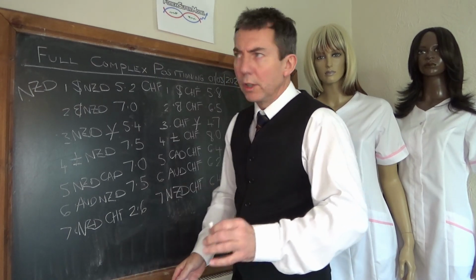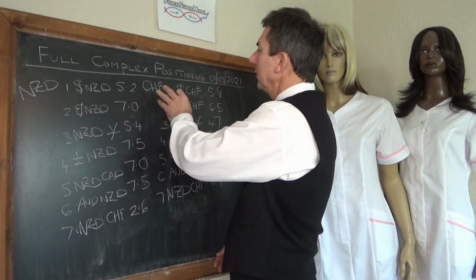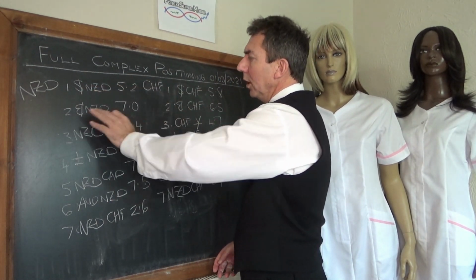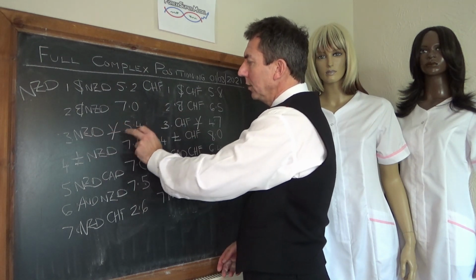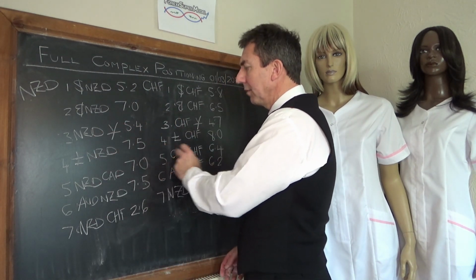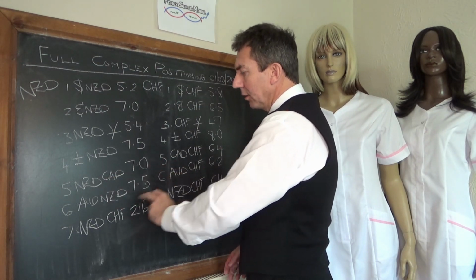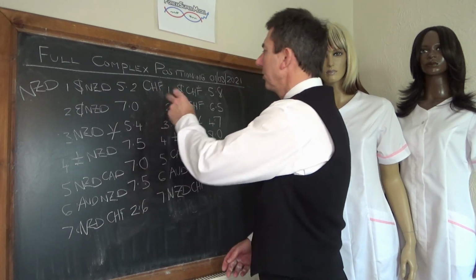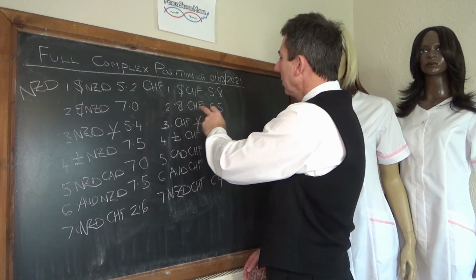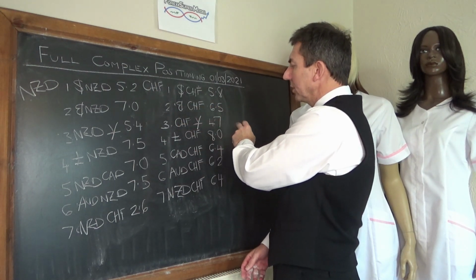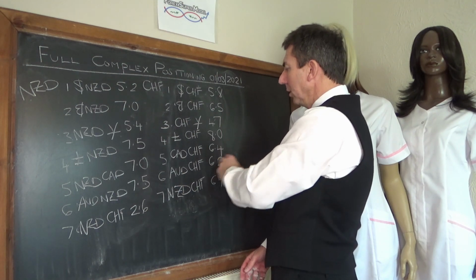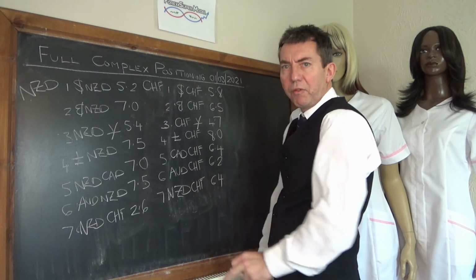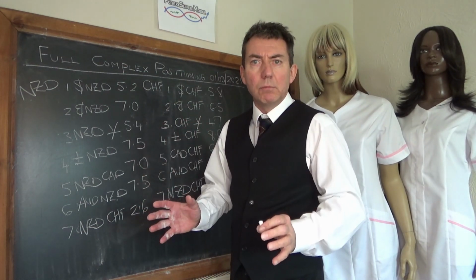Right, welcome back. Last 2 to go then. New Zealand dollar, NZD, and Swiss franc CHF. Right, New Zealand dollar then. Dollar New Zealand 5.2, euro New Zealand 7.0, New Zealand yen 5.4, pound New Zealand 7.5, New Zealand CAD 7.0, AUD New Zealand 7.5, and New Zealand Swiss franc 2.6. Swiss franc then, dollar Swiss 5.8, euro Swiss 6.5, Swiss yen 4.7, pound Swiss 8.0, CAD Swiss 6.4, AUD Swiss 6.2, NZD Swiss 6.4. Right, stop it there, rub it out, and then we'll make some sense of it.